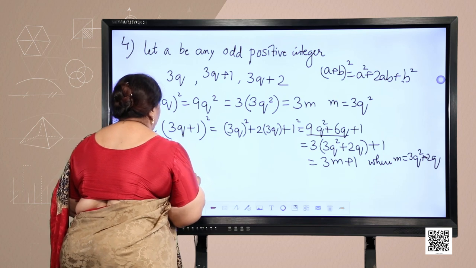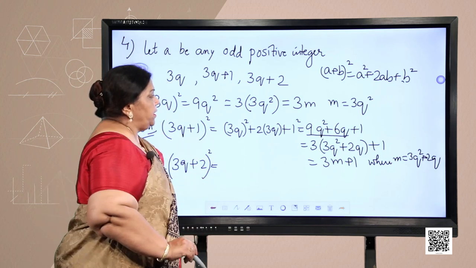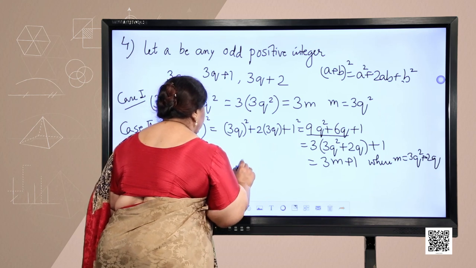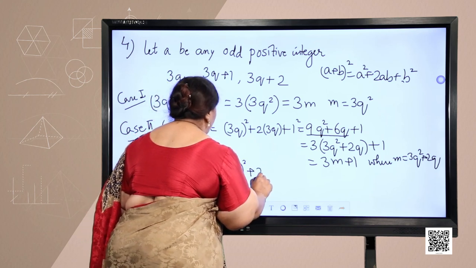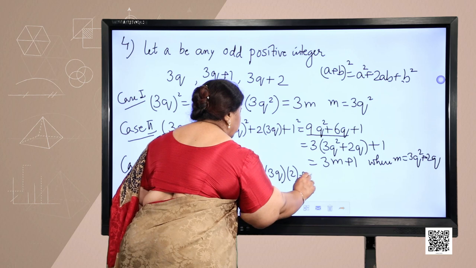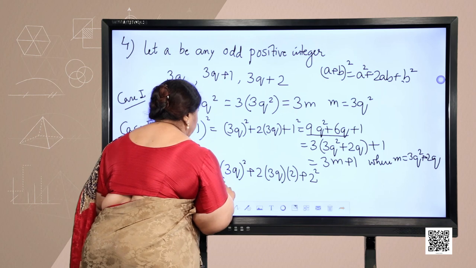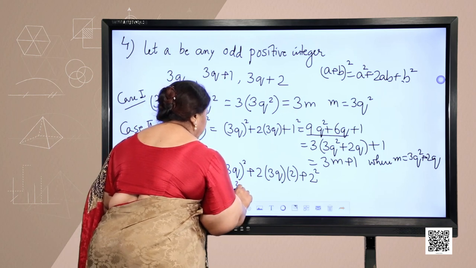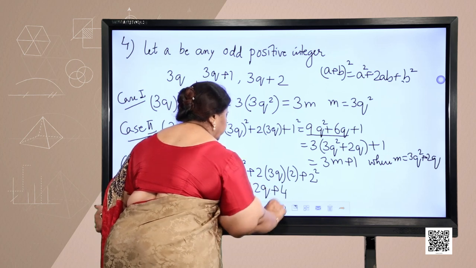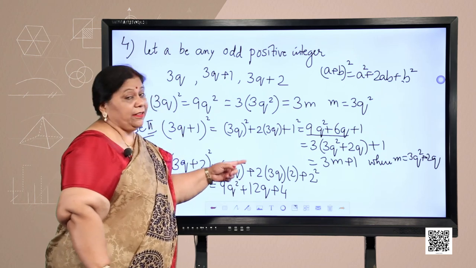I get here 3q plus 2 whole square. Again, using the same identity, a plus b whole square, I'll have 3q whole square plus 2ab, 2a into b plus b square. On simplification, I get 9q square plus 12q plus 4. Very interesting. Look here, 4 will create trouble when I take 3 as common.